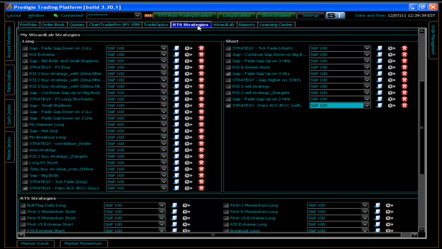So, starting with the sell side, I'm going to uncheck that gap strategy. If this is the sell, what should this be set to?